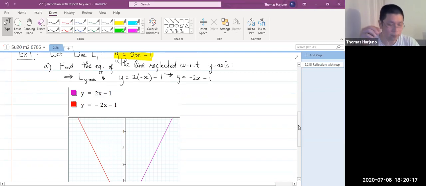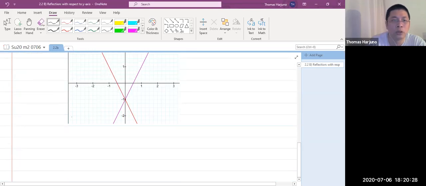So if you reflect with respect to the y-axis, you replace the x by negative x, but then you keep the y. Now what happens if I reflect that with respect to part B? Find the reflection of the equation for the reflection of L1 with respect to x-axis.